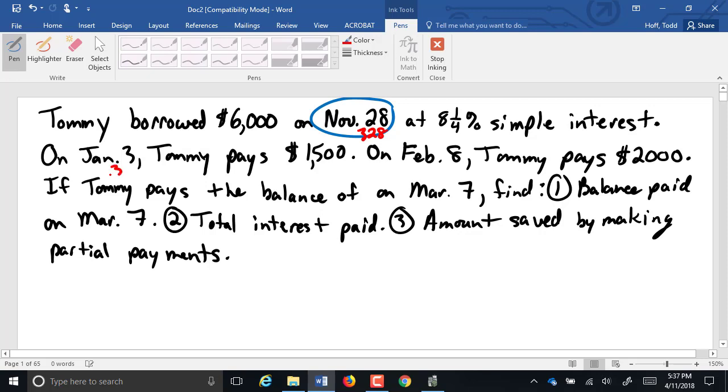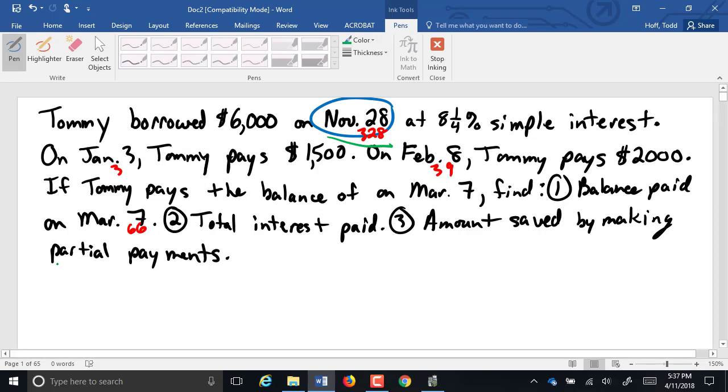Now while we're at it, let's look up the rest of the days. January 3rd, of course, is the third day. February 8th is what, 39? And March 7th is 66. Okay. So we are starting out. November 28th is when the loan originates.